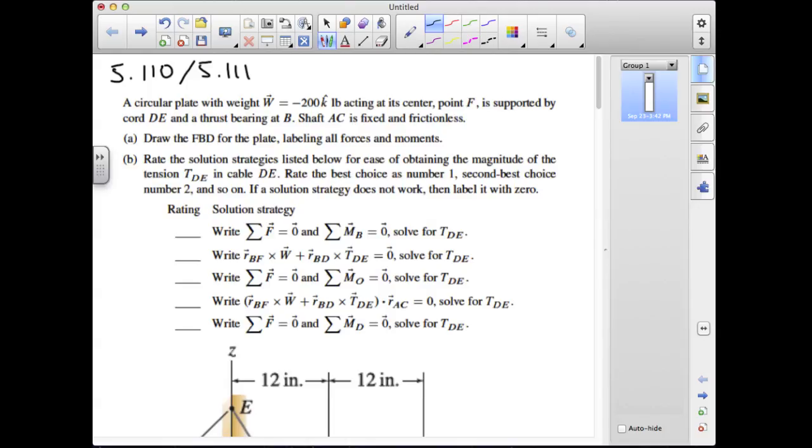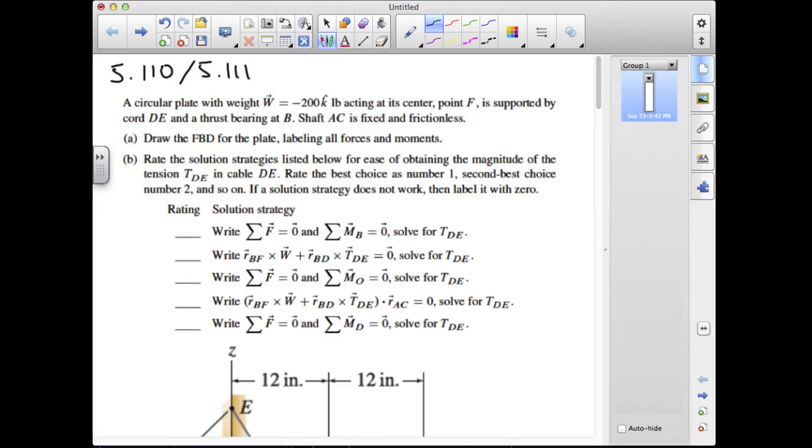We now take a look at a couple of companion problems at the end of Chapter 5. The first one is actually a conceptual problem. We're given a circular plate with a weight. It's supported by a cord DE and a thrust bearing at B. We'll take a look at the figure below in just a minute.